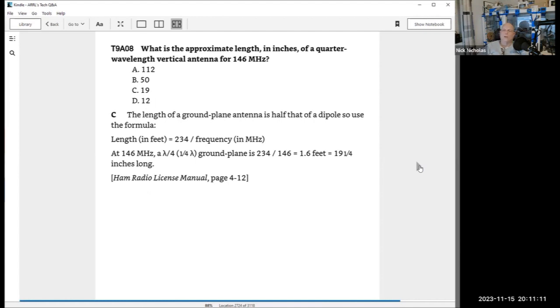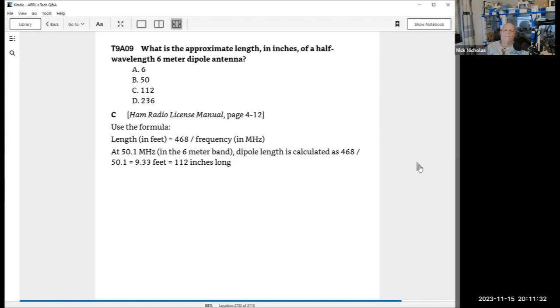What is the approximate length in inches of a quarter wavelength vertical antenna for 146 megahertz? That's the 2-meter band. For a quarter wavelength, you use 234 divided by the frequency. It's going to be approximately 19 inches. Answer C.